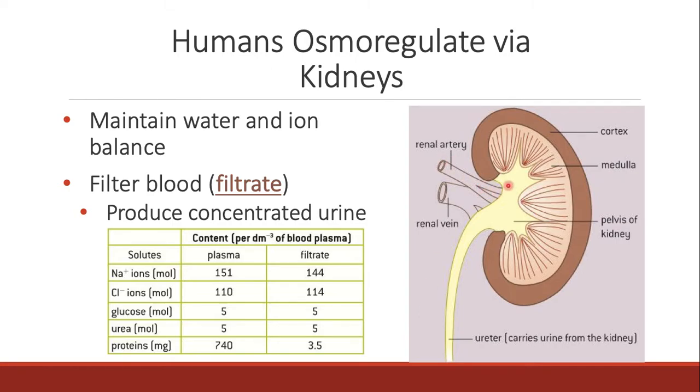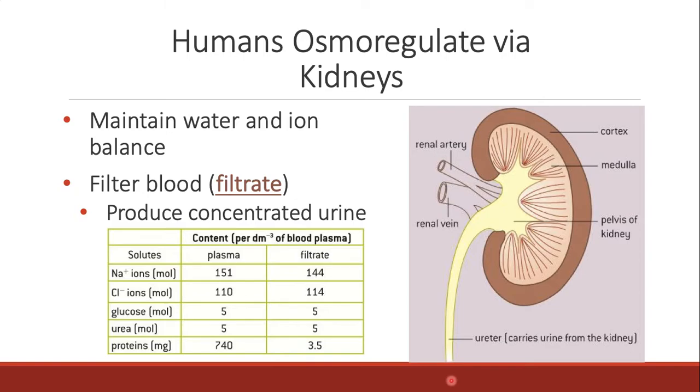With glucose, 5 goes in, 5 gets filtered, 5 comes back into your body. Urea, 5 goes in, 5 gets filtered, none goes back into your body, all of it goes out of your body. Your proteins, 740 go in, 3.5 get filtered, and then pretty much all of it is going to come back out. That 3.5 is going to come back out and join the 740. So you shouldn't have proteins in your urine.